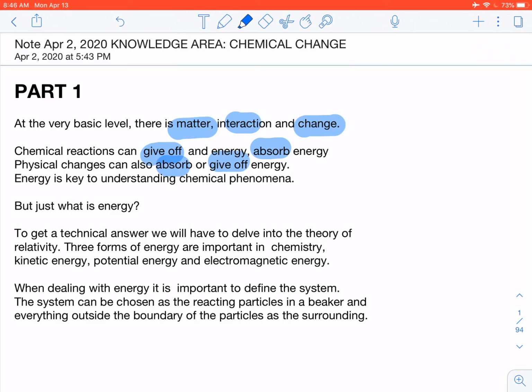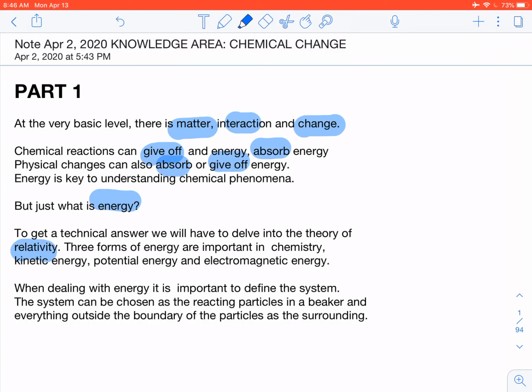But we know that energy is key to understanding of chemical phenomena. But what is this thing called energy? What is energy? You'll be surprised to know that there's still much deliberation as to what energy is. Normally, at our level, we tend to say energy is the ability to do work, but that's a very simplistic definition. To get a technical answer, we have to look at the theory of relativity. Einstein changed our notion of matter and energy.